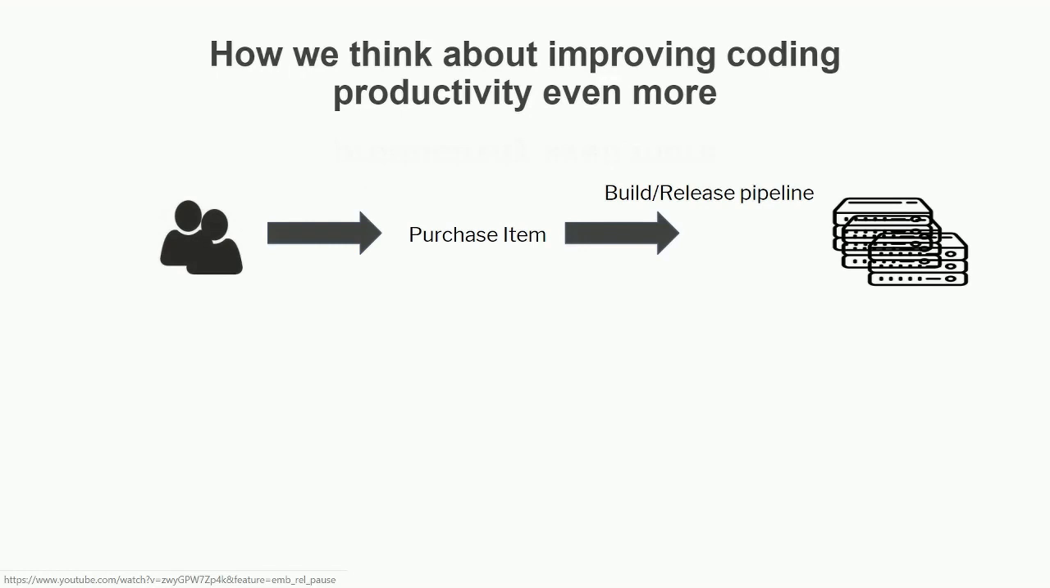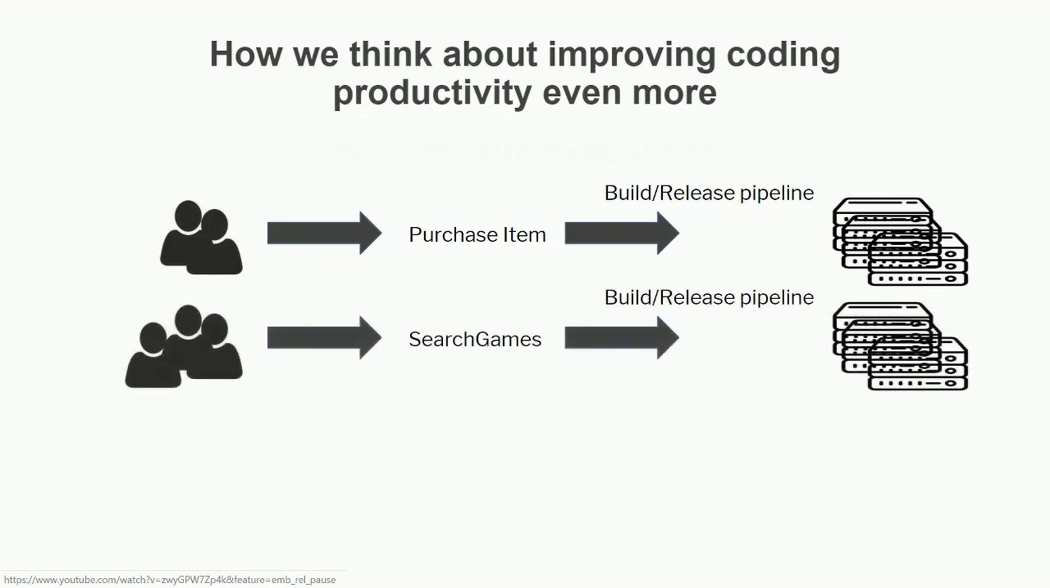And so in an ideal way, let's say a few people work on purchasing item and only the purchasing item feature. And then they control their own build release pipeline, cycles, scaling of that problem and monitoring that business functionality. The same goes for, let's say, searching games, same thing.